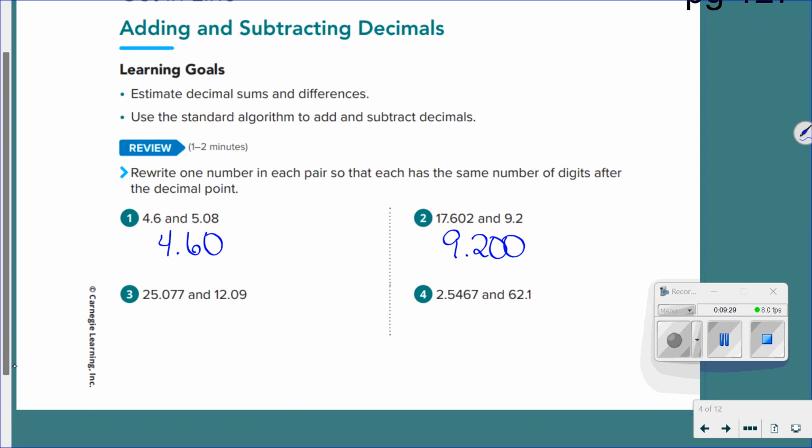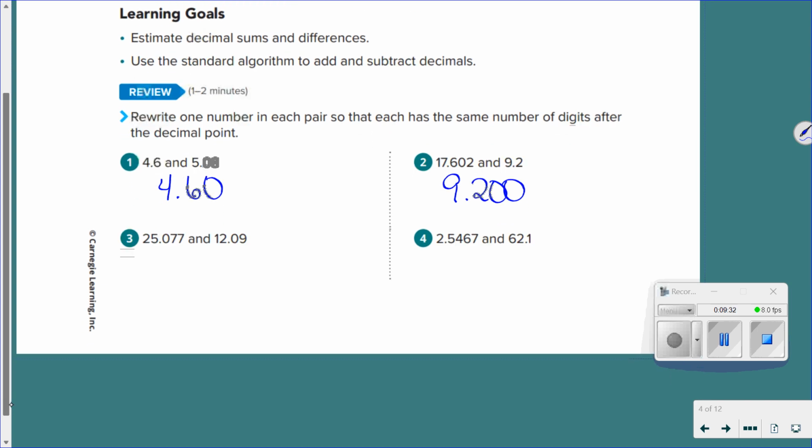Number 3, 25 77 thousandths and 12 900ths. Which one am I rewriting? 12 900ths. And what am I going to do? Add a 0. And number 4, I have 5,467 ten thousandths and 62 1/10. Which one am I rewriting? And what am I doing? 3 zeros. Did I change the value of any of my numbers? No, they are still the same value. Any questions? All right, turn the page, please.